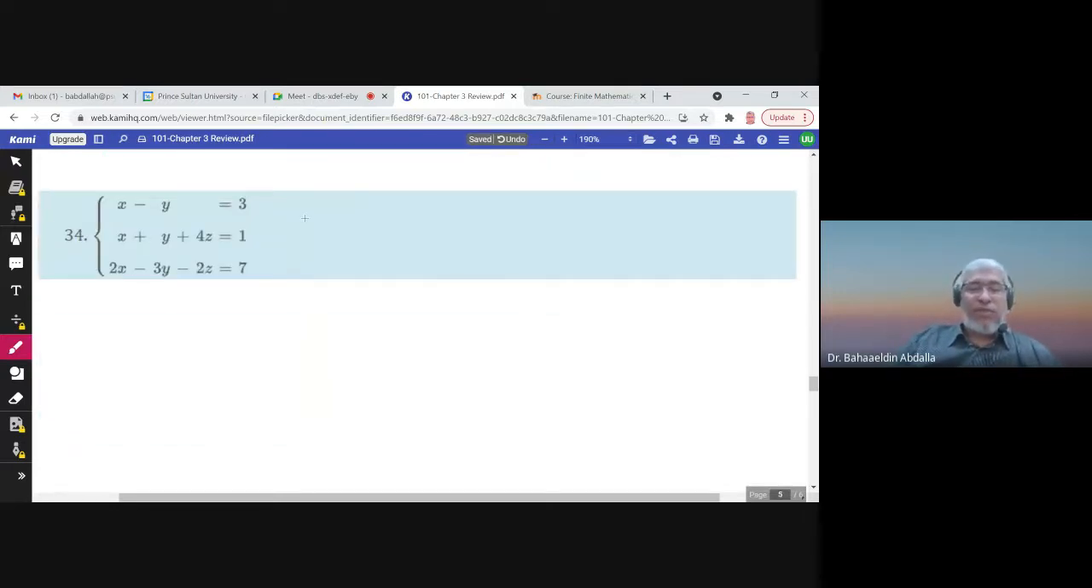Let us do this one. Write the augmented matrix. The coefficient of Z is 0 in the first equation, and 3, 1, 7. Let me check. 1, negative 1, 0, 3, 1, 1, 4, 1. All right. This is 1, so negative R1 plus R2, and negative 2R1 plus R3.